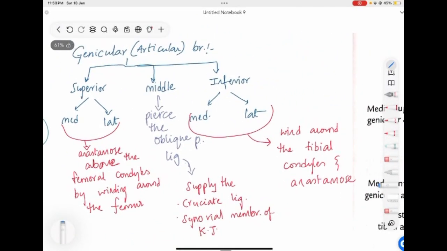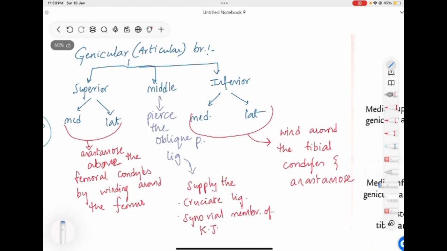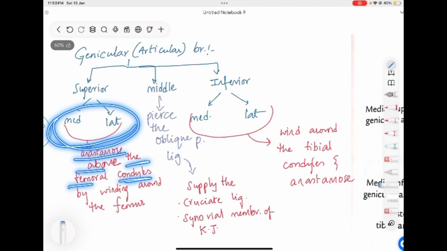So under this genicular branch, for easier understanding, I just made this like this. It is not a division, it's just for easier remembrance. So there is superior, middle, and inferior. The superior part has 2 parts, medial and lateral. The inferior part has 2 parts, medial and lateral. The middle doesn't have anything as such. So these 2 anastomose above the femoral condyles.